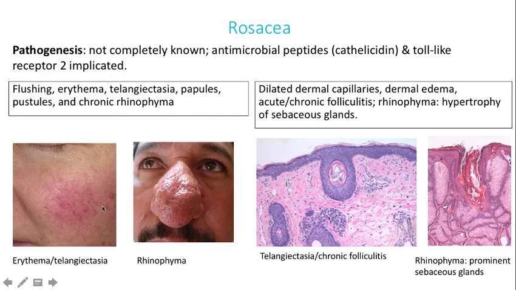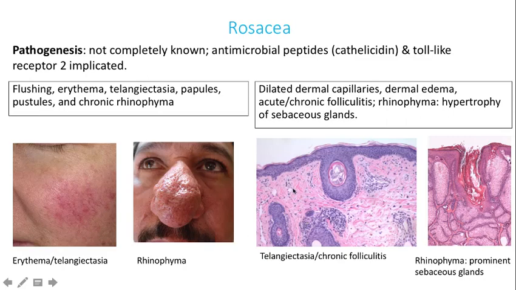Later on, patients can progress to getting papules and pustules in rosacea. Typically, they do not get comedones, which is one way you can clinically tell rosacea apart from acne. And over long periods of time, sometimes patients with rosacea can develop a very large nose, which is called rhinophyma. So the pathologic manifestations, the erythema and telangiectasia under the microscope, are due to dilation of blood vessels.